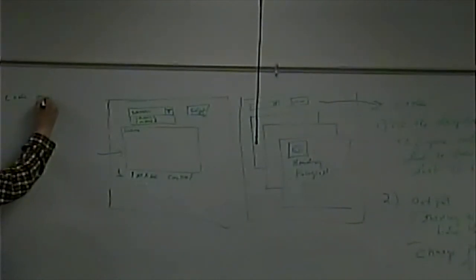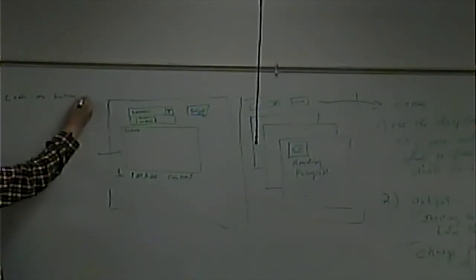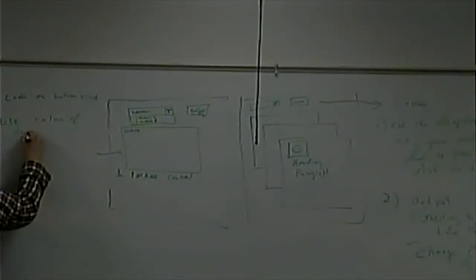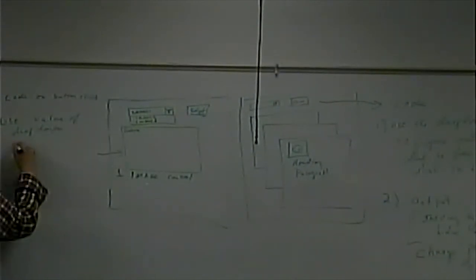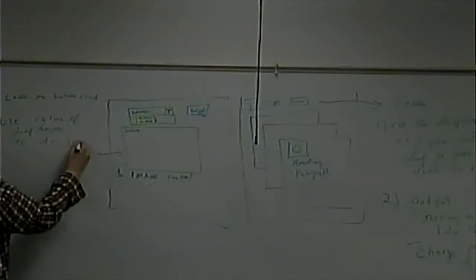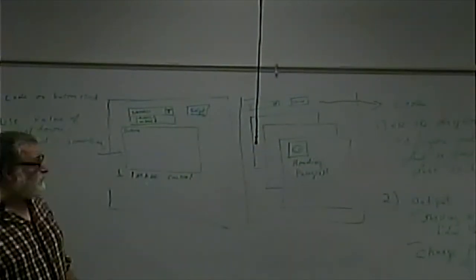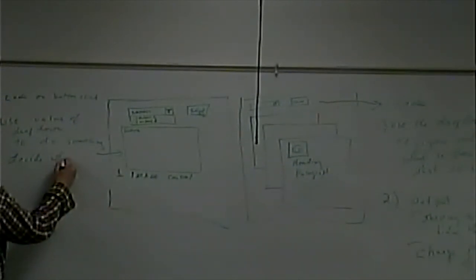So, we click the button. It's going to be code on the button click. All right. What is that button going to do? It's going to use the value of the dropdown to do something. Well, use value of dropdown to figure out what to show. That's the same thing, right? And in this case, what it's going to use it to do is decide what pic we're going to show.